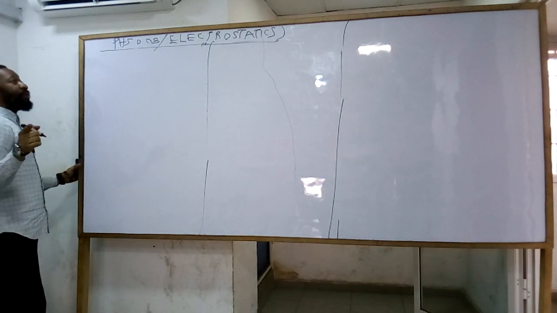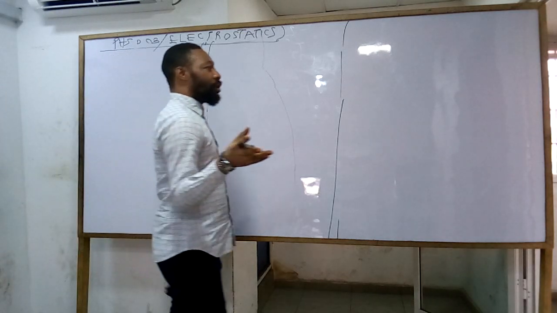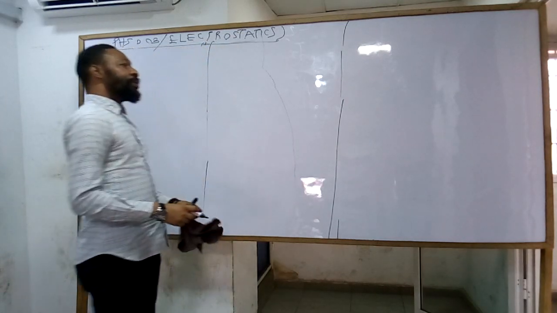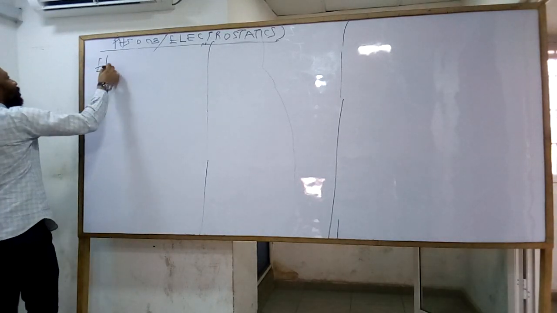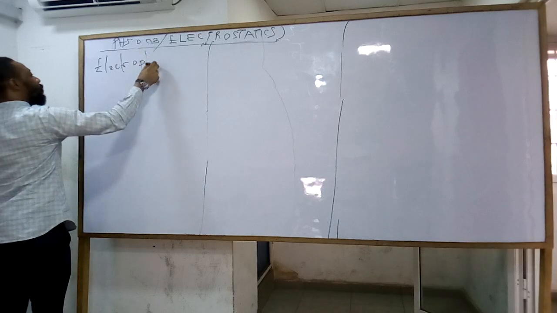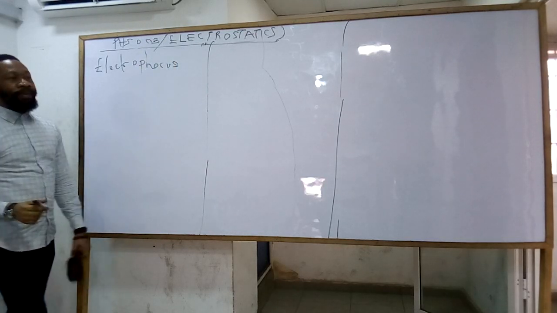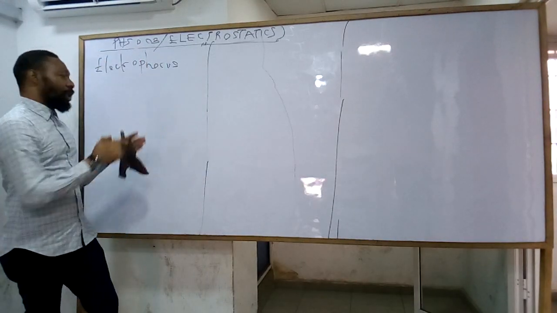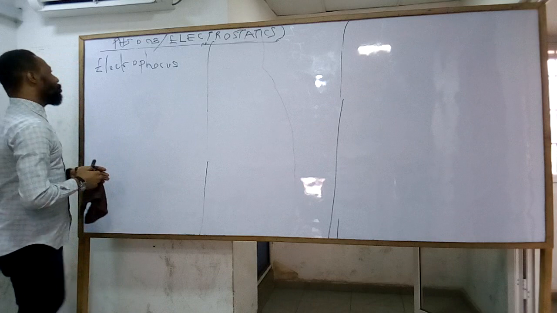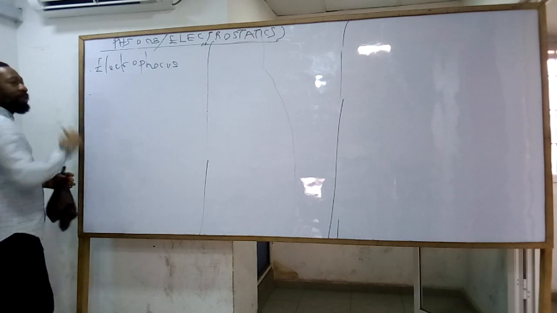So the next thing we want to talk about is that we also discussed the electrophorus, an important device. Don't forget, the electrophorus is a device used to produce an unlimited number of charges. If you want to get a very large amount of charge, the electrophorus can do that for you. It also works on the concept of electrostatic induction. So it can be in your MCQ.